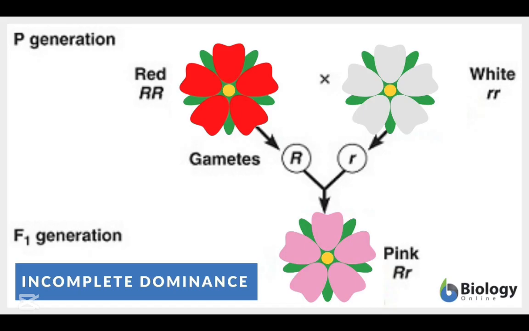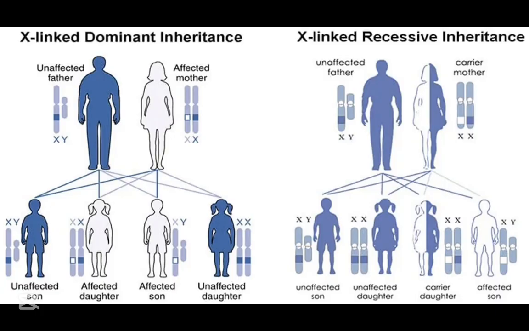Okay, let's switch gears a bit. Sex determination and sex linkage. In humans, it's the X and Y chromosomes. Yeah, that's right. Biological sex is typically determined by that 23rd pair of chromosomes. Females usually have XX. Males usually have XY, and it's the dad's contribution that decides it.